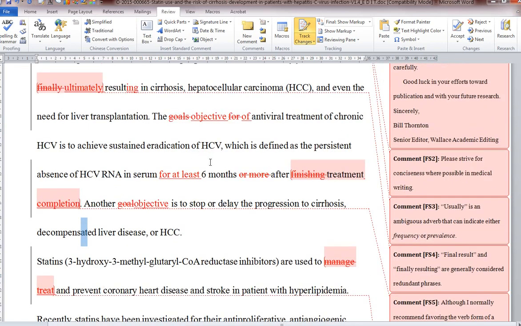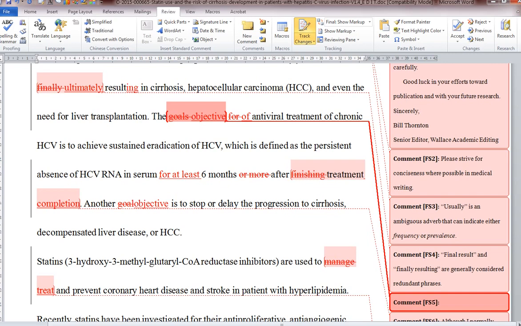Okay. All right, and I think while I'm at it, the author deserves a comment about changing objective.